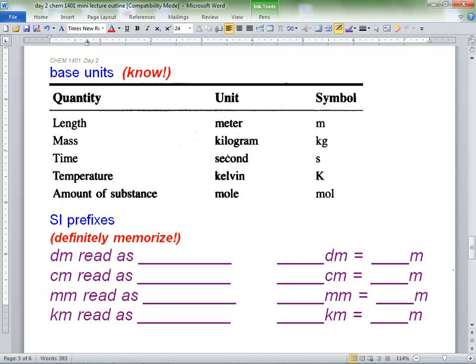Base units. We need to know these. You probably know a lot of them already. Length is a meter. This is all the SI system, metric, right? Science just deals with the metric system. It's kind of nice. Length is meter, symbol little m; mass is kilogram, kg; time is second, s; temperature is Kelvin with a big K; and a mole. Well, we'll get to that later.